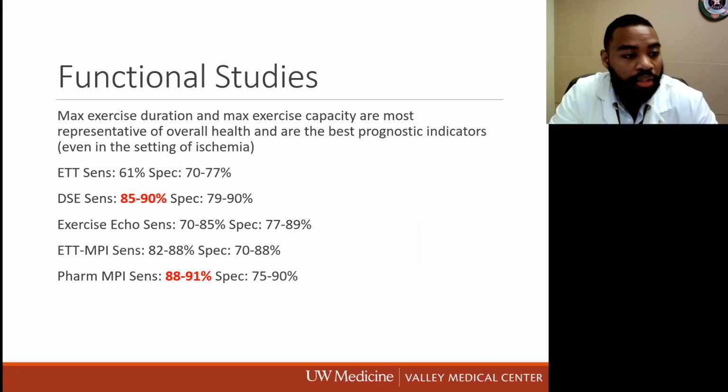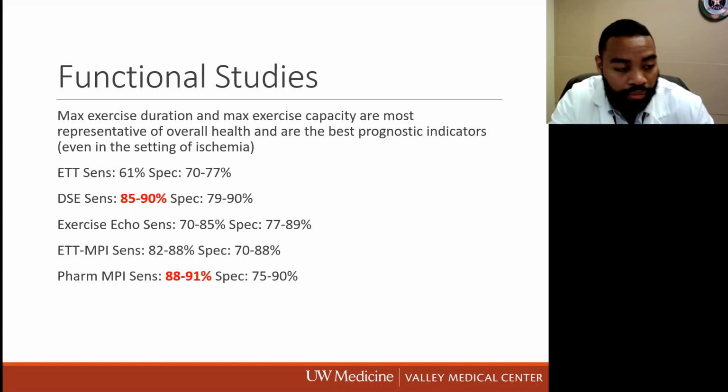So in terms of functional studies, this list shows the different types of stress tests that we currently have. ETT stands for exercise treadmill test. DSE is dobutamine stress echo. And MPI is myocardial perfusion imaging. In any kind of stress test, you'll have your stress modality and then your imaging modality. The most basic stress test is the ETT, or the exercise treadmill stress test, or the Bruce protocol. And for how often we actually use it, it's always shocking to see how poorly it does in comparison to other tests that we would also order.